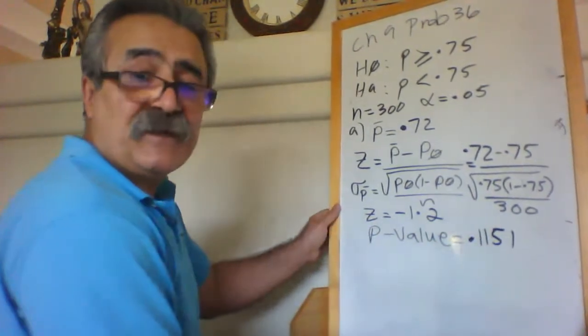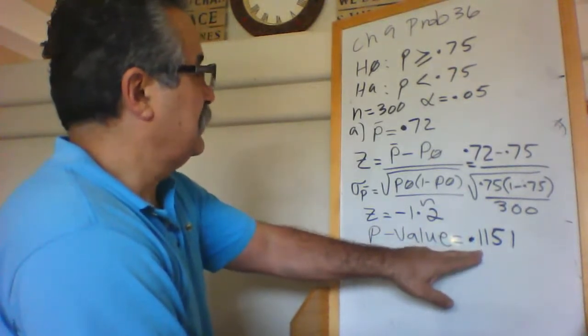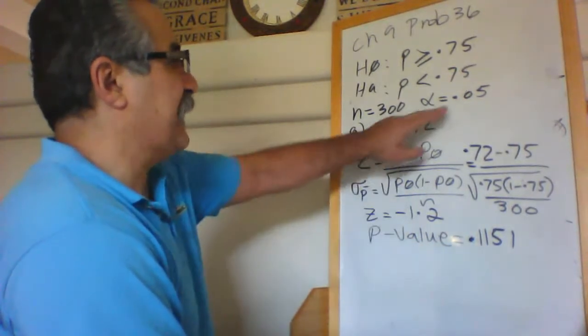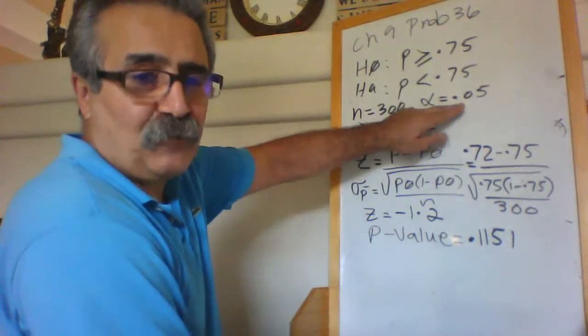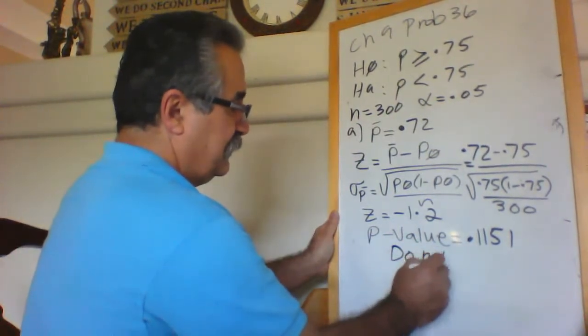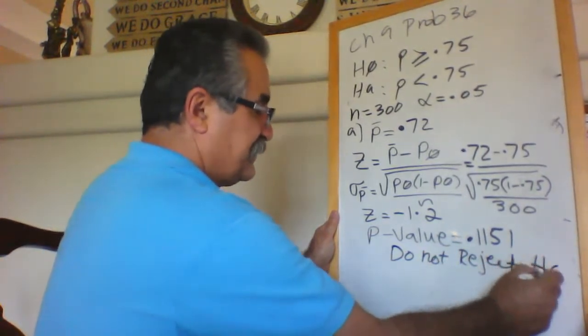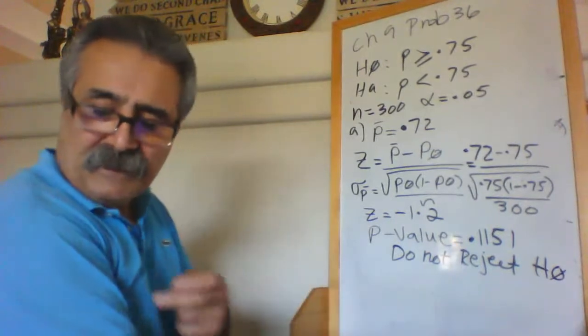0.1151. So in this case, the p-value is not less than the alpha. Therefore, we do not reject H0. Okay?